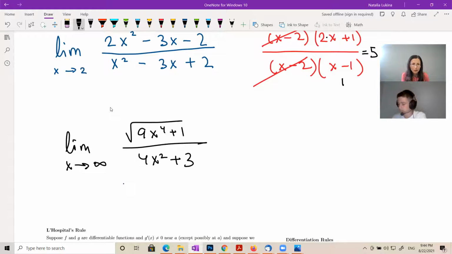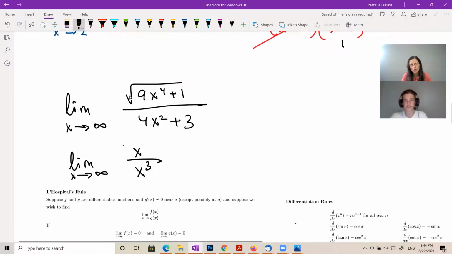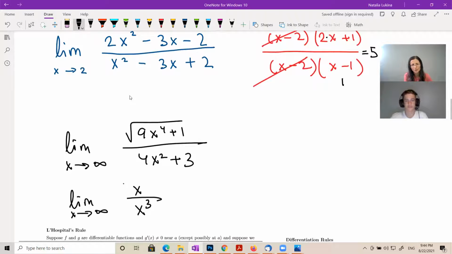So here, if you look at the expressions, we're getting infinity divided by infinity. But how do we know which infinity is bigger? For example, if it was something simple, like the limit as x goes to infinity of x over x cubed, what is this one equal to? 1 over infinity squared. Yes, so what is that? 1 divided by something huge.